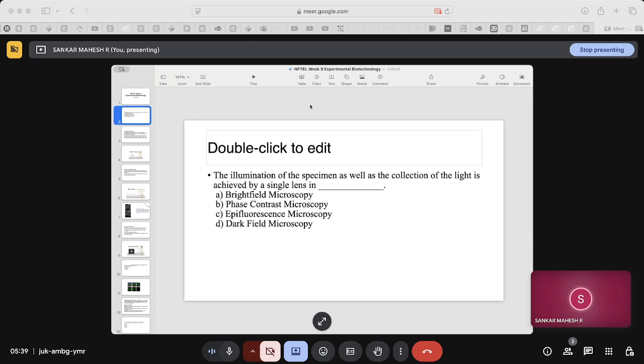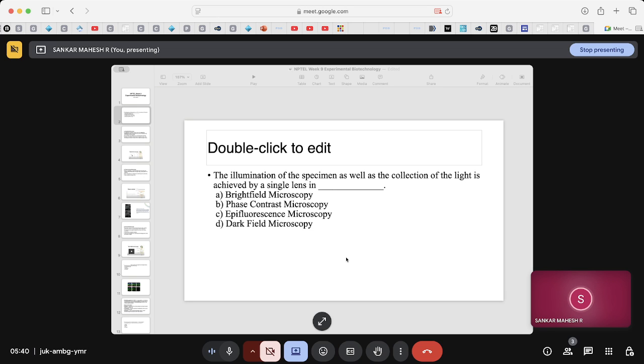The illumination of the specimen as well as the collection of the light is achieved by a single lens in dash. And four options are given here: bright field microscopy, phase contrast microscopy, epifluorescence microscopy, dark field microscopy. You can take a couple of minutes to think about this.